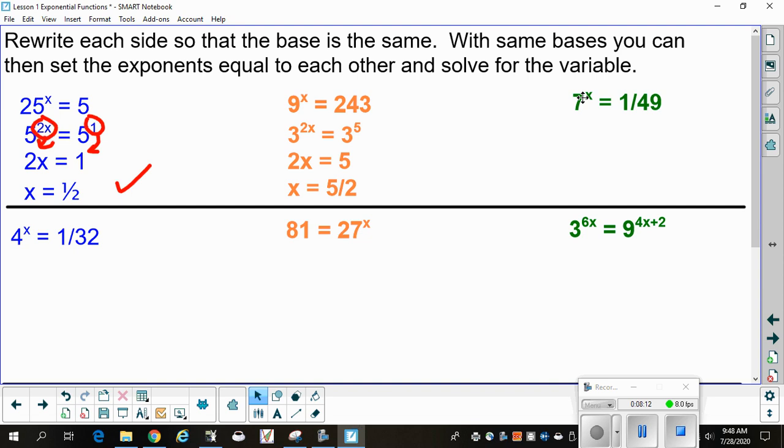Finally, I have 7 to the x is equal to 1 over 49. Remember that this is a fraction. So if I look at the 49, 49 is 7 squared. So this then becomes 1 over 7 squared. But I don't want a fraction. So how do I do that? I have 7 to the negative 2. Okay, remember a negative does the reciprocal. And then I just set x equal to negative 2.